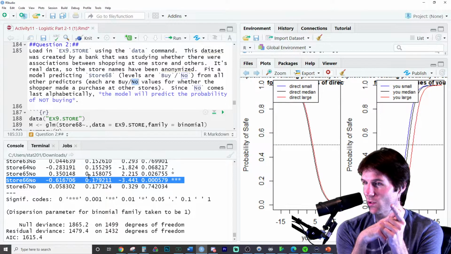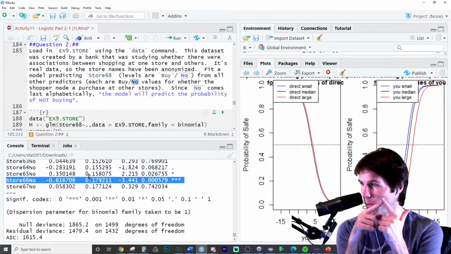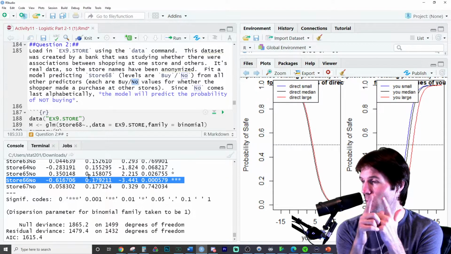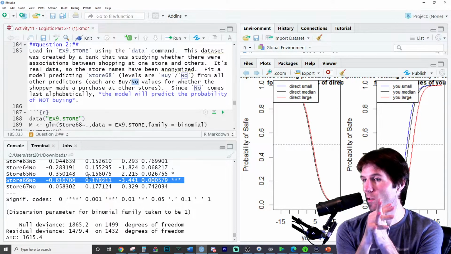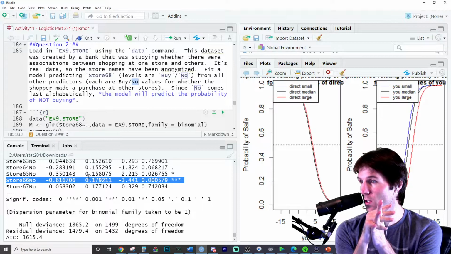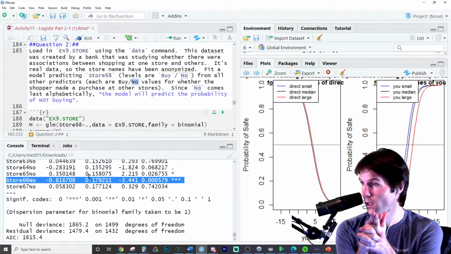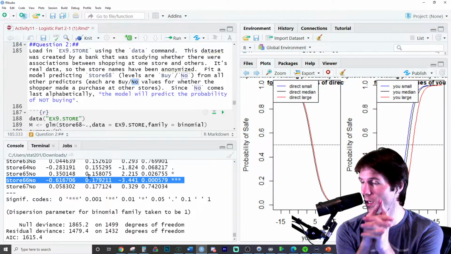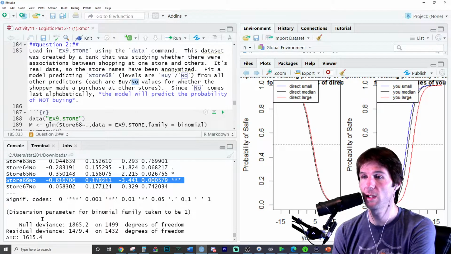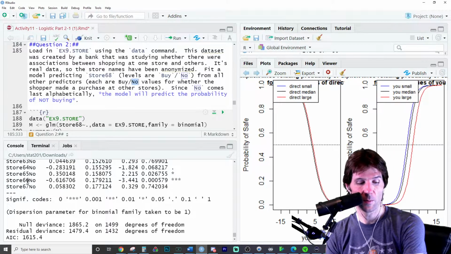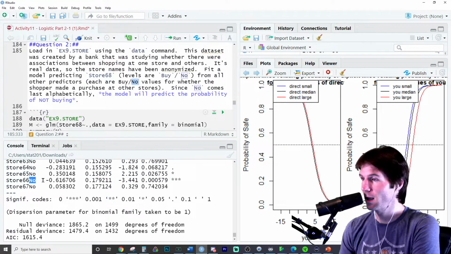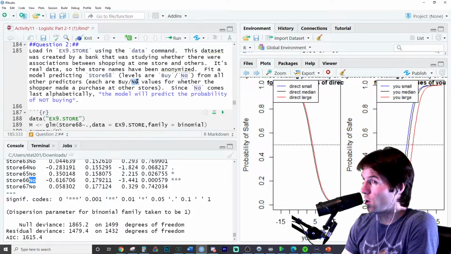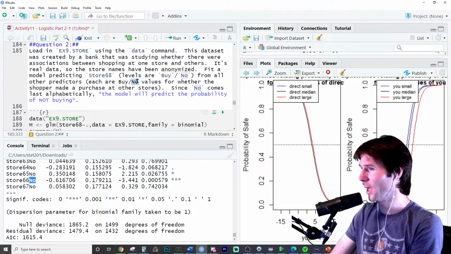So not purchasing at store 66, since it lowers the probability of not buying, it would increase the probability of you buying. So store 66, when someone does not purchase there, it would make them more likely to buy at the other store. So not purchasing at store 66 would increase the probability. Why does it increase the probability? Because these are people who do not purchase. It has a negative coefficient, so it'll lower the probability of not buying. So very triple negatives right there.